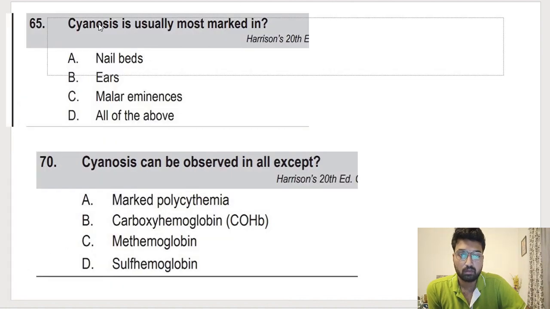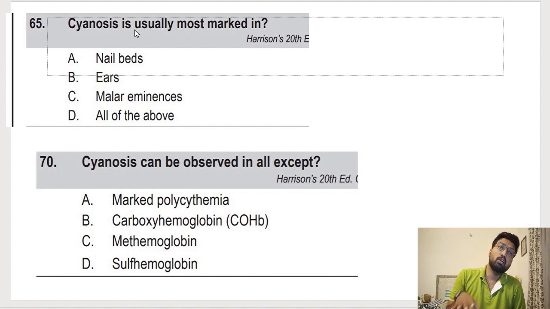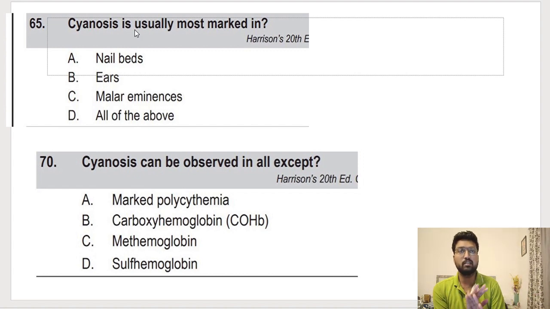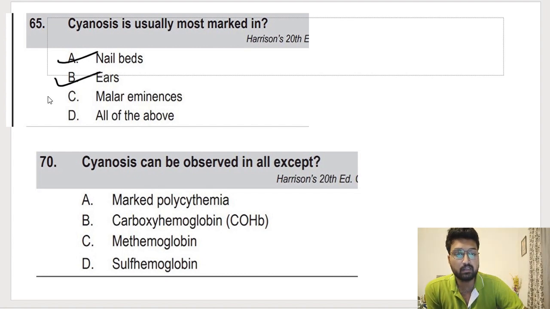Okay. So cyanosis is usually most marked in. This is actually a line picked up from Harrison. Harrison does not say cyanosis is seen maximum in nail beds or maximum in ears. It is just written that it is most seen in all three: nail beds, ears, and malar eminences. So there is no one answer. Answer is all of the above.